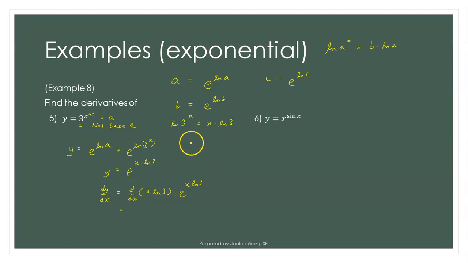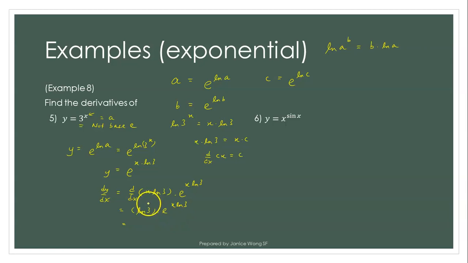What do you get when you differentiate x times log 3? Log 3 is just like a number. So x times log 3 is like x times a constant. Differentiate cx, you will get c. Differentiate ax, you will get a. So here I will get c, which is log 3, because log 3 is just like a number. So copy back the same e term. Therefore, this is the answer.